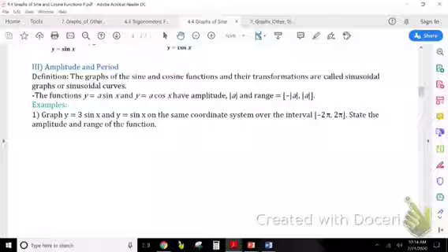So look at the first one there, or number 1 here. It says graph y equals 3 sine of x and y equals sine of x on the coordinate system over the interval from negative 2 pi to 2 pi. State the amplitude and the range of the function. So first, let's do y equals sine of x.